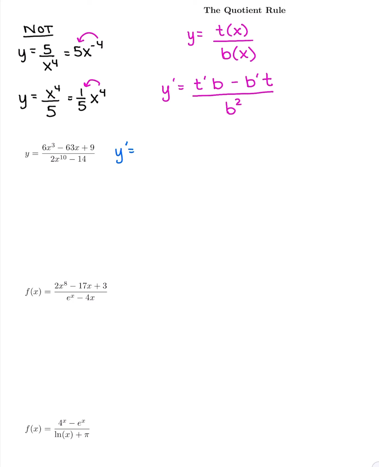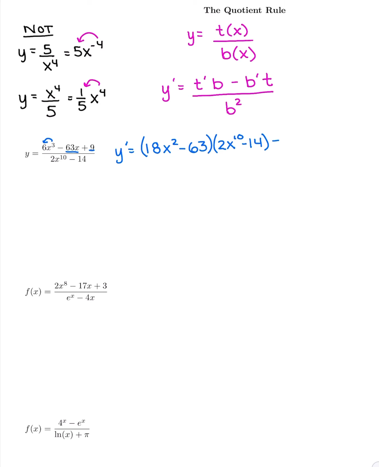So my derivative of the whole thing is going to start with the derivative of the top. So derivative of 6x cubed, 6 times 3 is going to give us 18x squared. Derivative of negative 63x is negative 63. And the derivative of 9 is 0. It's a constant. There's the derivative of the top, gets multiplied by the original bottom, 2x to the 10th minus 14.